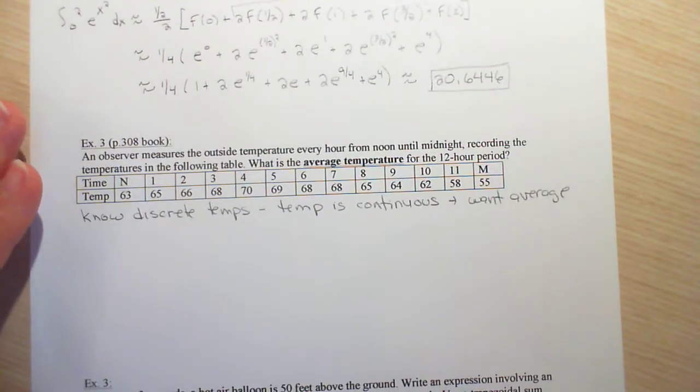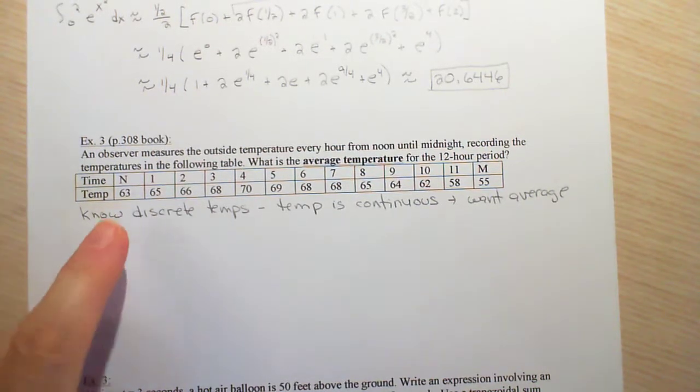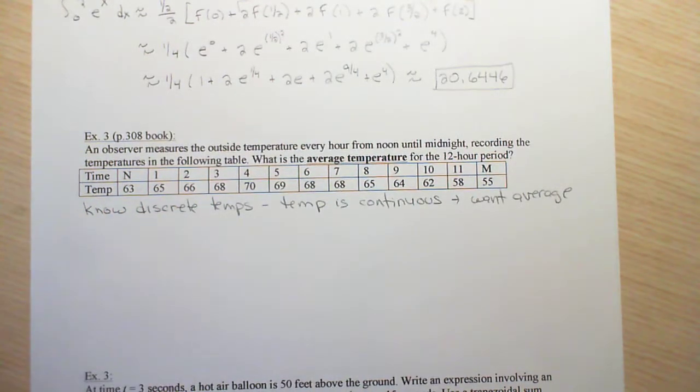So this is often how they present things. They give you a table. In this table we have these temperatures for all of these time periods. So what we're given is discrete temperatures. But as you know, temperature is continuous. So there's temperatures in between these times. So we want to know what is the average temperature.